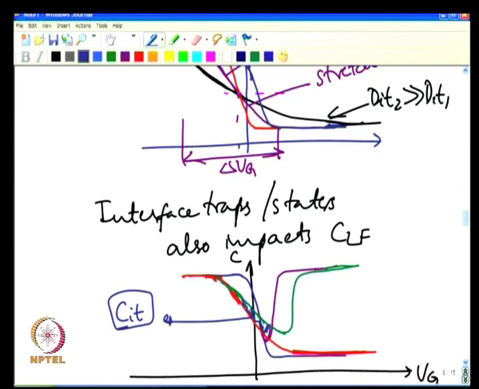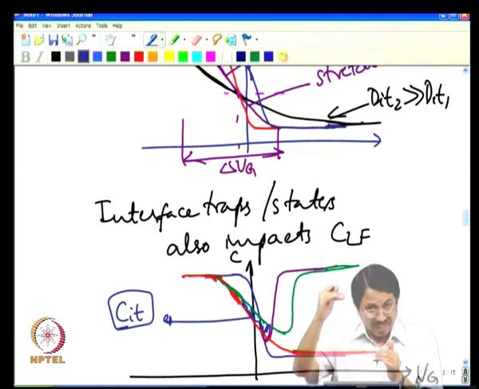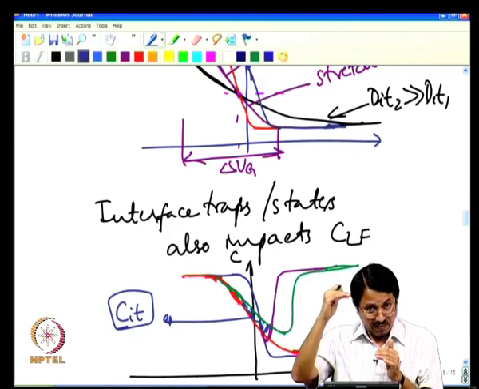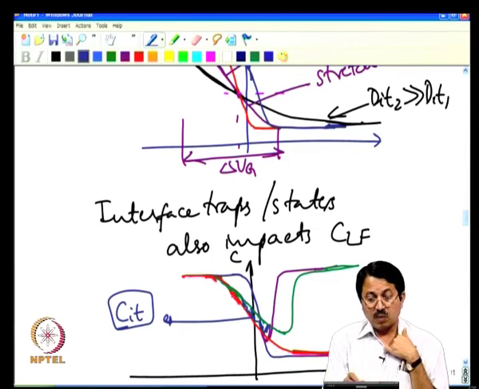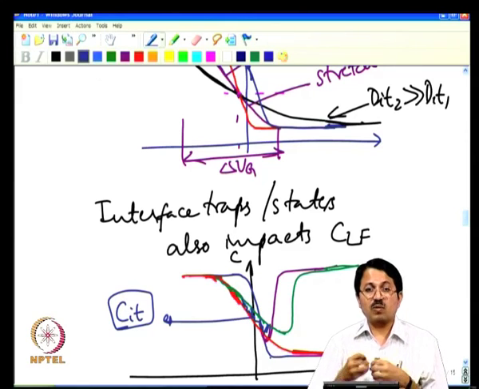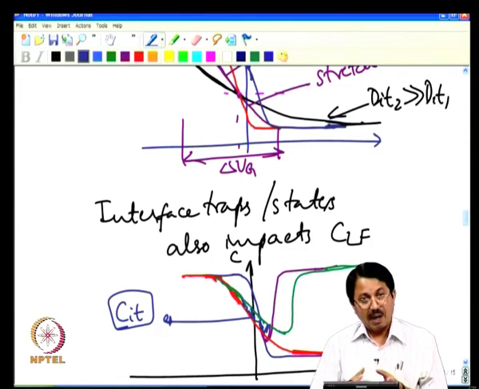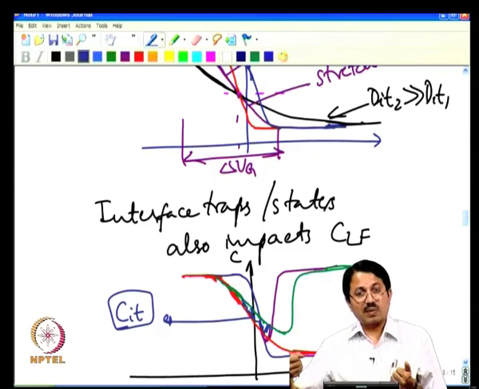So this is a very interesting impact on low frequency in addition to the stretch out. Now why did the stretch out happen? Again, you must understand this. When I went from this gate bias to this gate bias, remember exactly the discussion we had in high frequency. I am giving enough time for that to settle down. So when I go from this point to this point, I have given enough time to fill and empty these traps. That is why there is a stretch out.